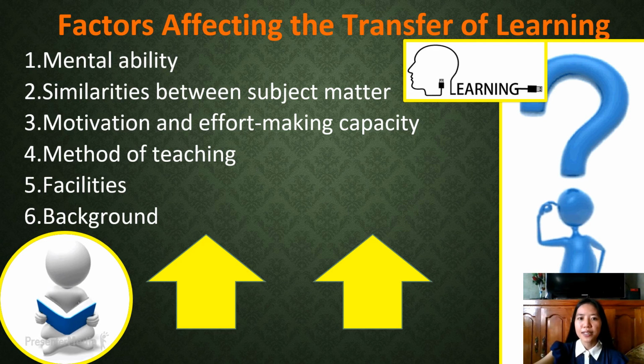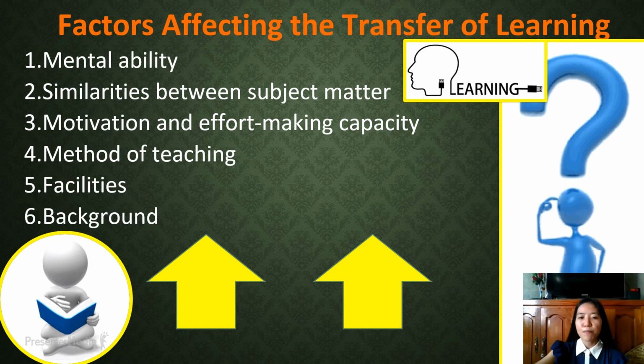Let's have a clearer presentation with each factor. First essential factor is the mental ability. The higher the mental ability of the learner, basically the more transfer of learning will take place. Same is true with the similarities between subject matter. The more similarities that exist between two subjects, the more transfer of learning will take place. In the case of motivation and effort-making capacity, the more motivated a learner is and the more effort he exerts, the more transfer will take place.